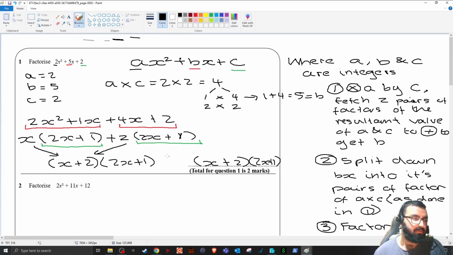And the reason why we do this to get our final answer, you really need to visualize what's going on in the question itself.